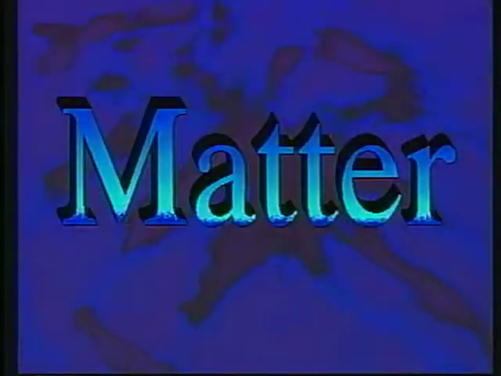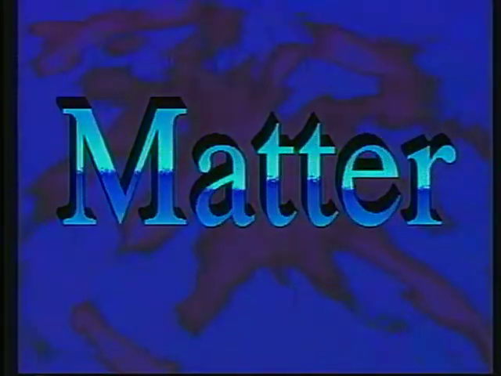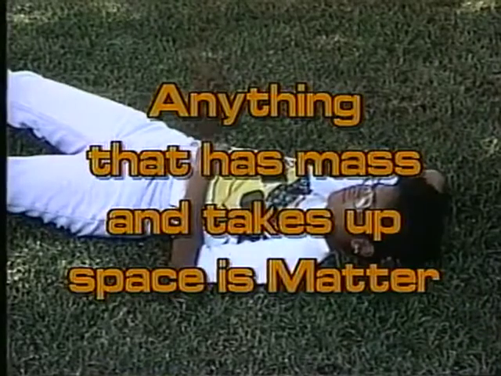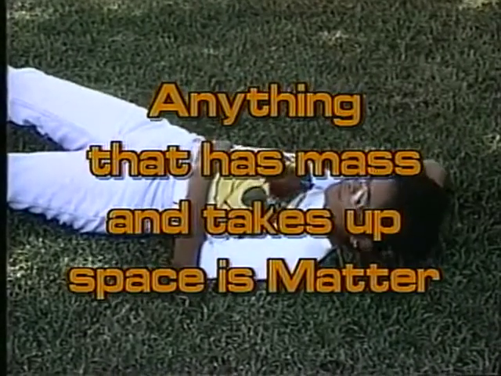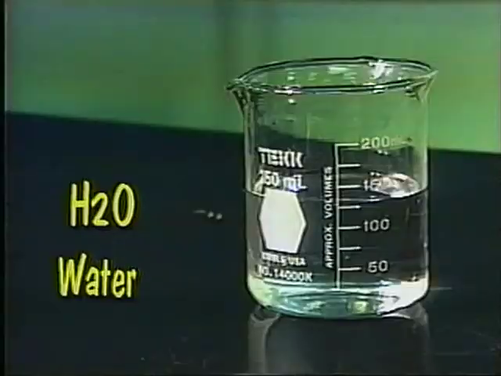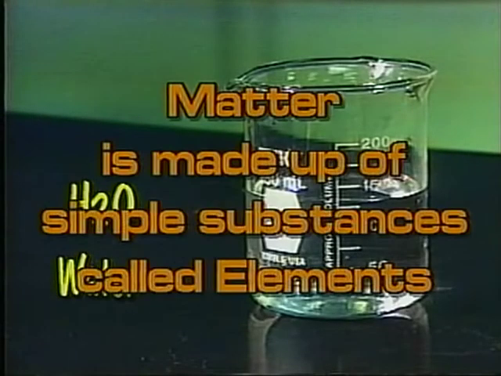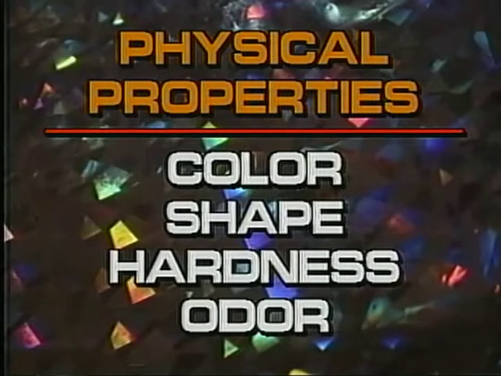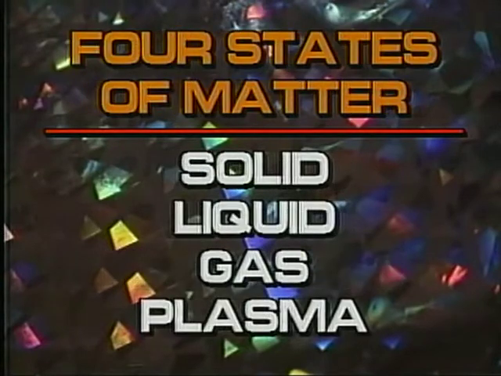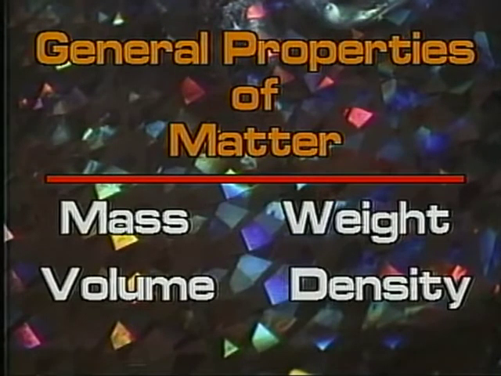So, again, here are some of the things we learned today about matter. Anything that has mass and takes up space is matter. Matter is made up of simple substances called elements. The physical properties of matter include color, shape, hardness, and odor. There are 4 states of matter: solid, liquid, gas, and plasma. Matter is also described by its general properties: mass, weight, volume, and density.